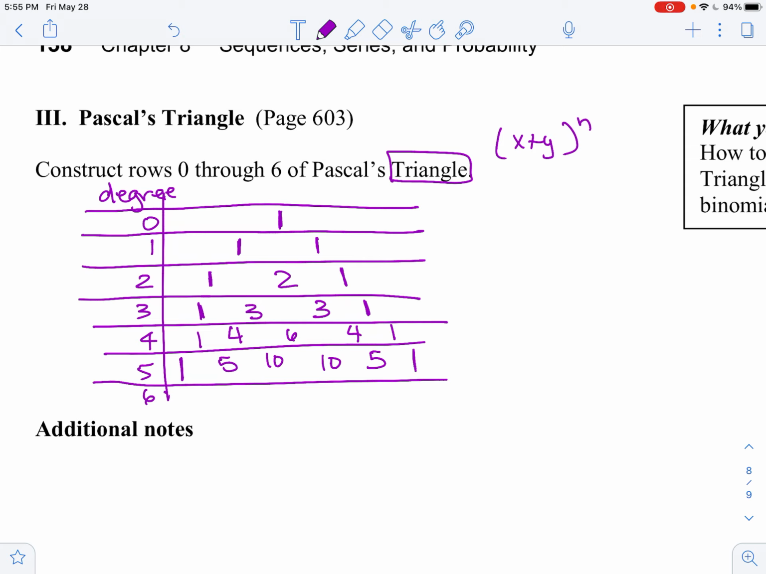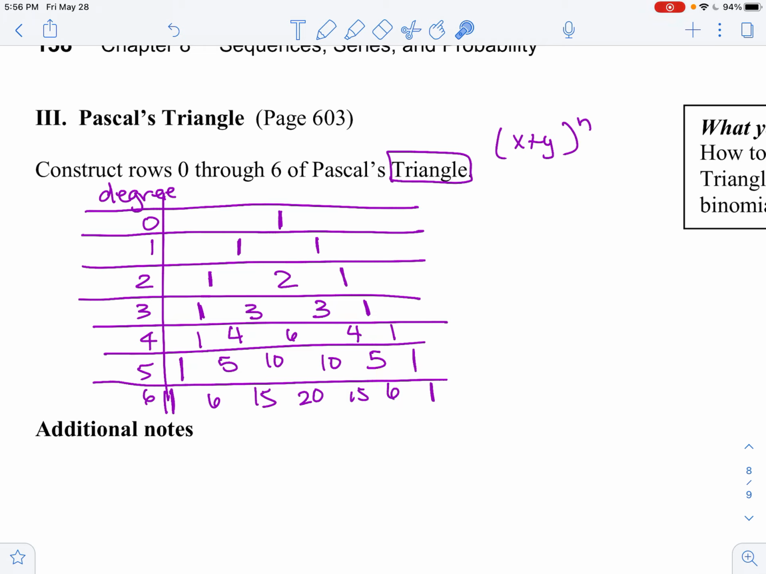And then lastly, for our 6th degree, we've got starting and ending with 1s, and now we're going to add the sum of the top two. 1 plus 5 makes that triangle with 6. 5 plus 10, 15. 10 plus 10 is 20. Do you see a pattern? We're going to be repeating again. 10 plus 5 is 15. 5 plus 1 is 6.